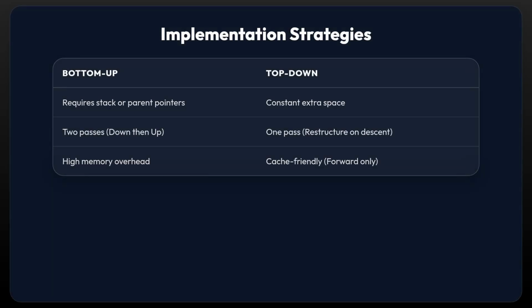There are two ways to implement this. The classic bottom-up approach requires a stack or parent pointers to trace the path back up, which increases memory overhead. High-performance systems, like kernels, prefer top-down splaying. It restructures the tree during the initial search descent, requiring only constant extra space and improving cache locality.